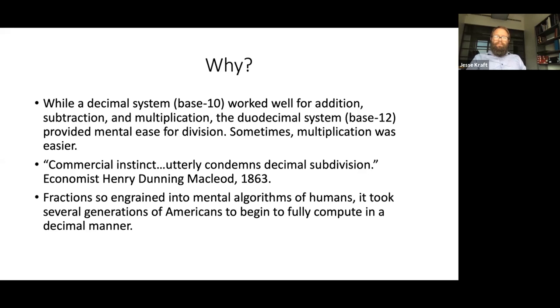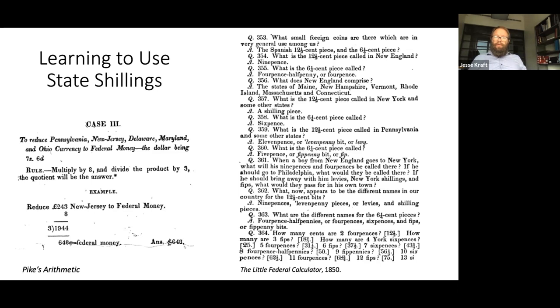So learning to use the state shillings, just like the account book or the arithmetic books that I showed earlier, there were many, many pages devoted to the state shillings and how they were calculated in different states. Example on the left, to reduce Pennsylvania, New York, Delaware, Maryland, and Ohio currency into federal money, the dollar being worth 7 shillings 6 pence. This was pretty convenient because you had a little rule to do it. All you had to do was multiply by 8 and divide the product by 3, and the quotient would be the answer. So if you had 243 pounds in New Jersey currency and you wanted to convert that into federal money, you just multiplied by 8 to get 1,944 and then divided by 3 and you had $648.